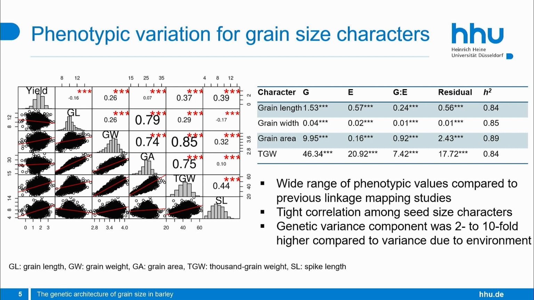And if you look at the table on the right, you can see the variance component for several factors, and we found out that the variance component due to genotype was almost 2 to 10-fold higher compared to environment. So this means that the variation for the grain size we observed is mainly due to the genotypic effect rather than the environmental effect. And this is also reflected in terms of broad sense heritability, which is 85% or higher for all grain size characters.